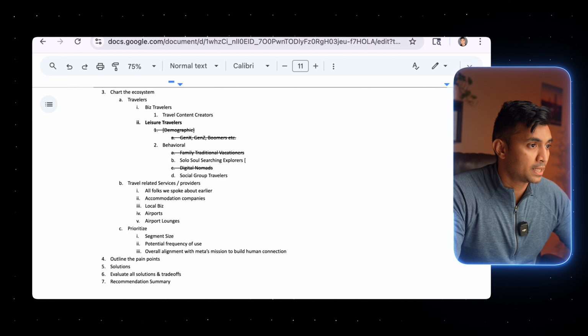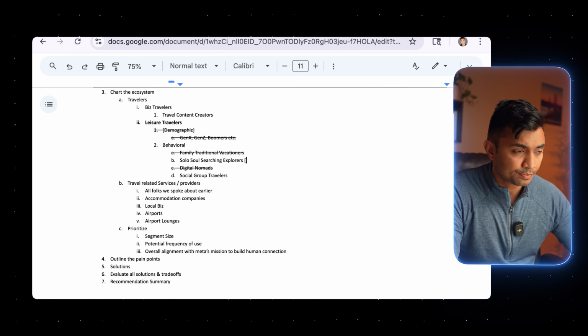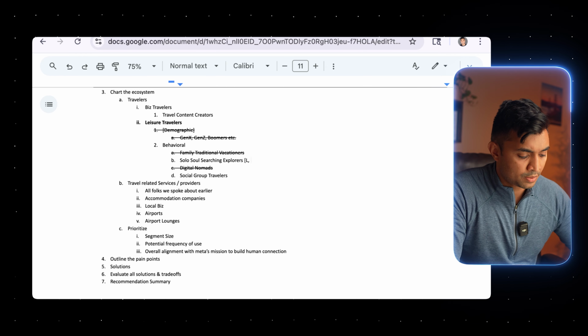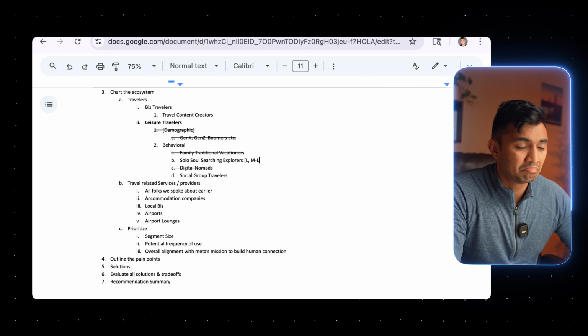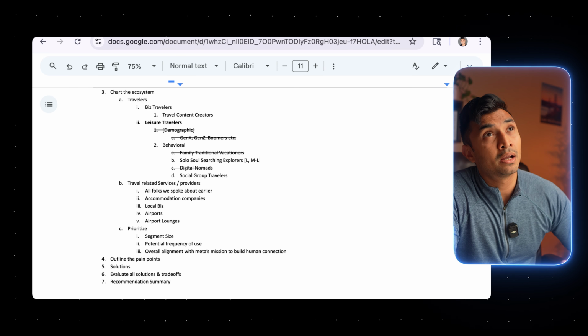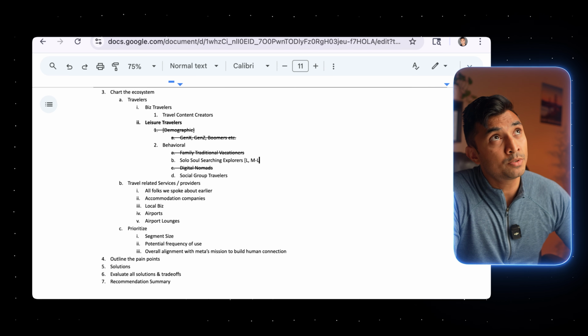So I think the segment size for soul searching explorers probably is a large. Frequency of use, I think it could be a medium to a large. I could see this going either way. I see them having a lot of freedom to travel, therefore that makes me think it could be a large, but I also see them maybe having more budget constraints and maybe a low willingness to pay, which is all going to get baked into the potential frequency of use reason. So for that, it's a medium. So I'm somewhere in between. I'm just going to put a medium to large right now.